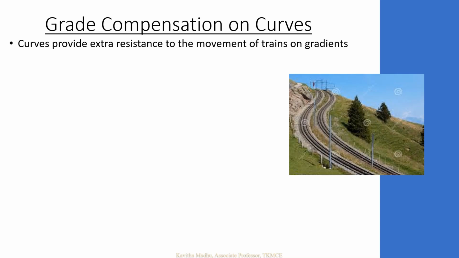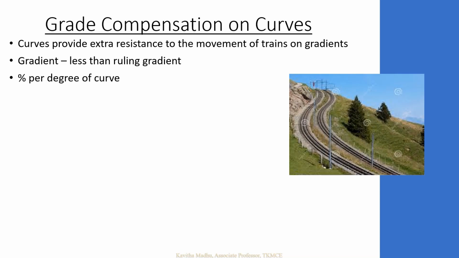But if a curve lies on the ruling gradient, the resistance due to the gradient is increased by that due to the curvature, and this further increases the resistance beyond the ruling gradient. So in order to avoid the resistance going beyond the allowable limits, the gradients are reduced on the curves, and this reduction in gradient is known as the grade compensation.